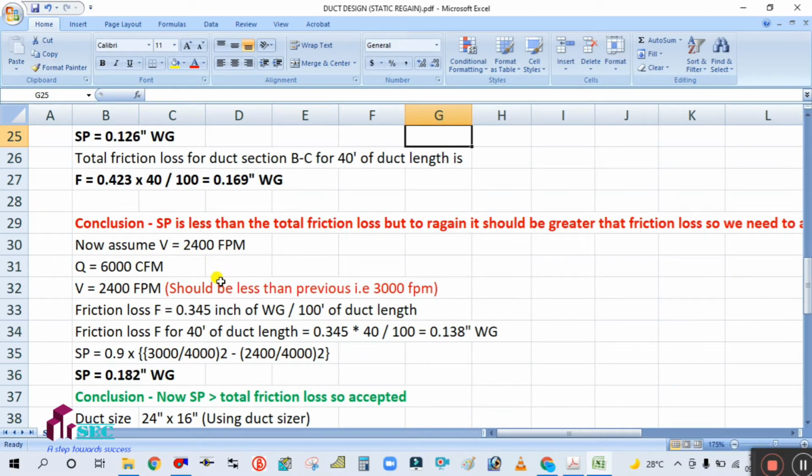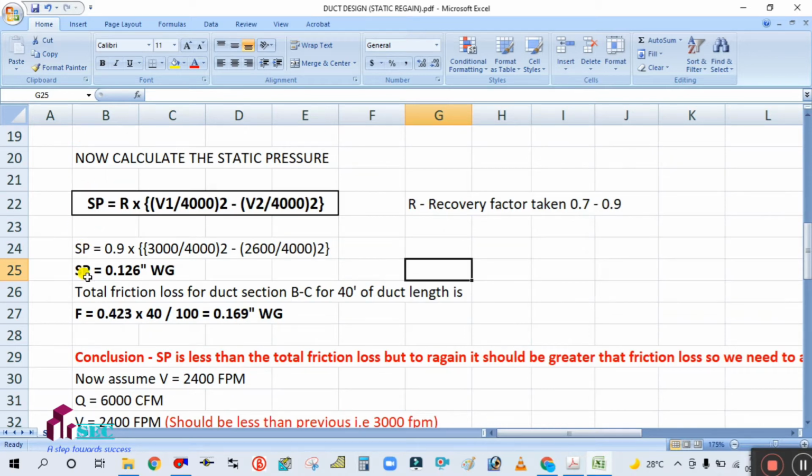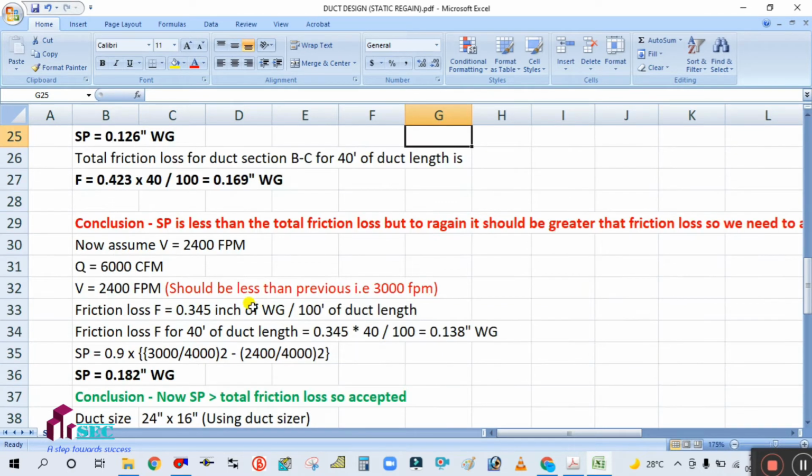This is the trial and error method. Just assume the velocity, put it in these formulas, and check the static pressure and friction loss. Compare with the friction loss. Once you get the static pressure more than the friction loss, that duct size is accepted.